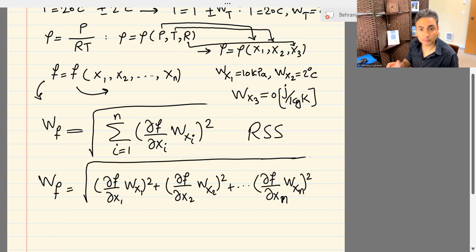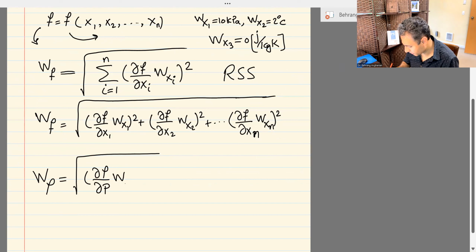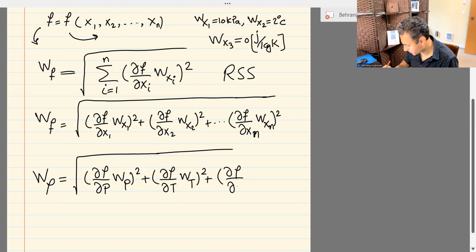For our case, we have the density, right? Then how do I find the uncertainty propagation for density? The uncertainty propagation for this density using the ideal gas law, it depends what kind of law you use. Using the ideal gas law would be the partial derivative of density with respect to pressure times the uncertainty of pressure, squared, right? Plus the partial derivative of density with respect to temperature times the uncertainty of temperature, squared, plus the partial derivative of density with respect to R, the gas constant, times the uncertainty of R, squared, like this.